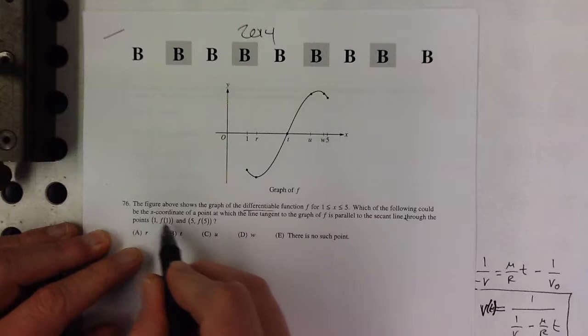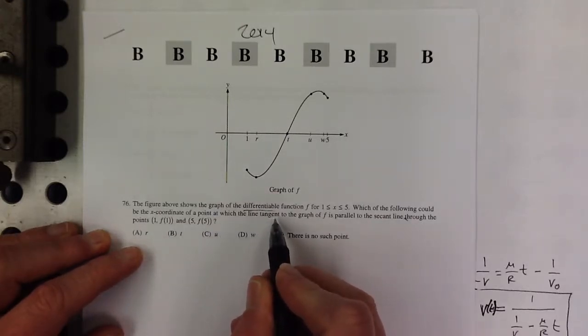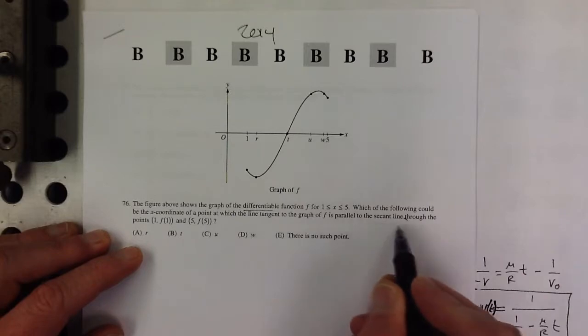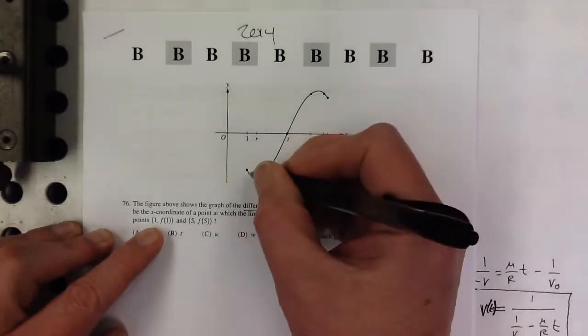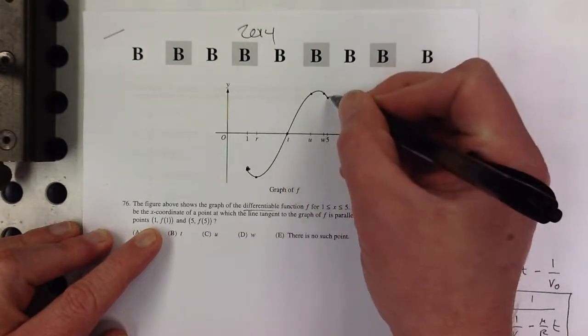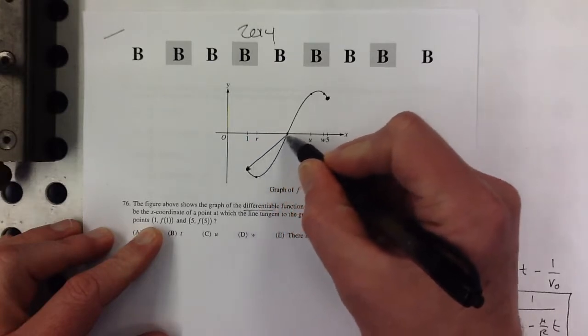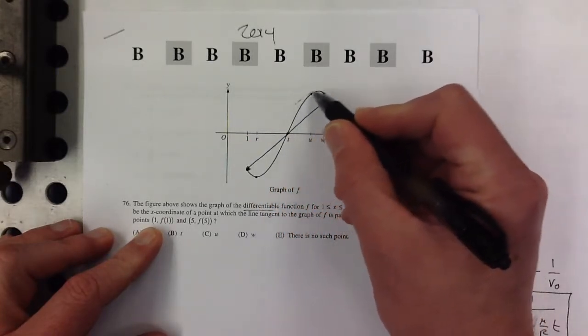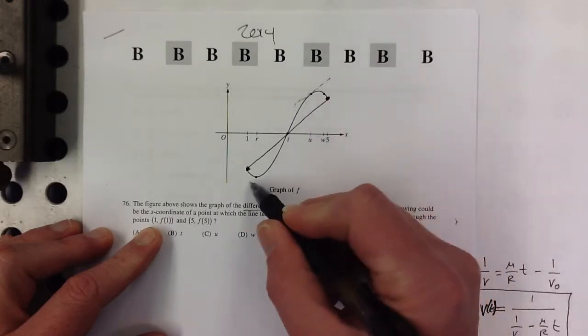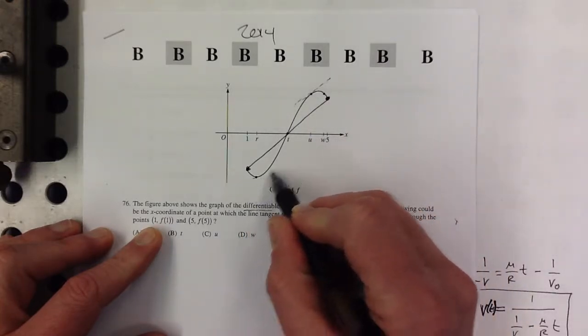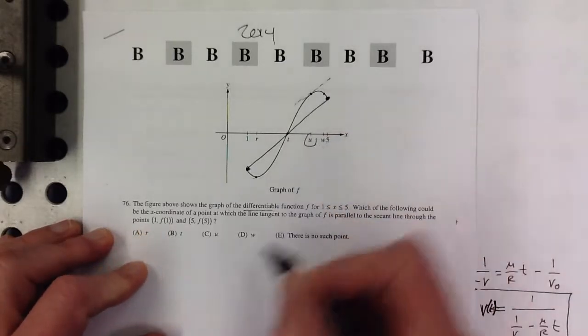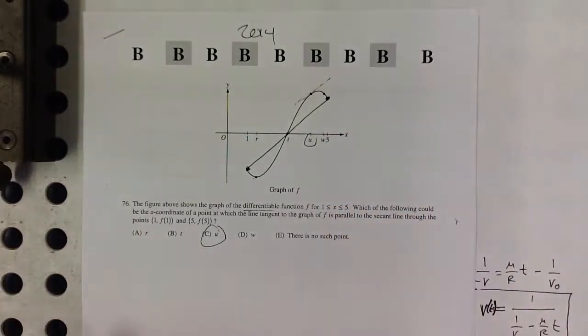Which of the following could be the x-coordinate of a point at which the line tangent to the graph of f is parallel to the secant line through the points (1, f(1)), that's this, and (5, f(5))? Well, that should be easy enough. Looks like this could have a parallel secant line. No, that's close, but no cigar. So it looks like this one. That was easy. So that's like mean value theorem light, I guess. That's like the picture version of the mean value theorem. That's what that is about. All right.